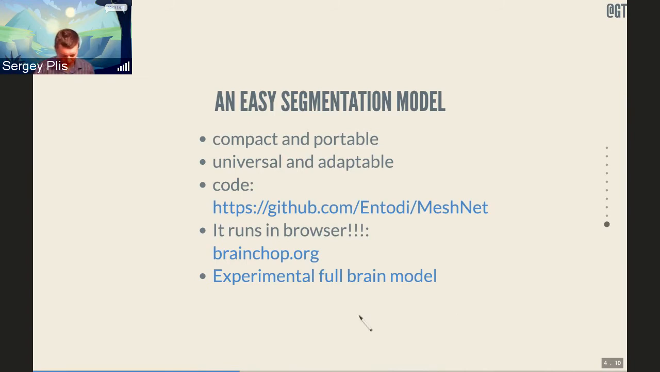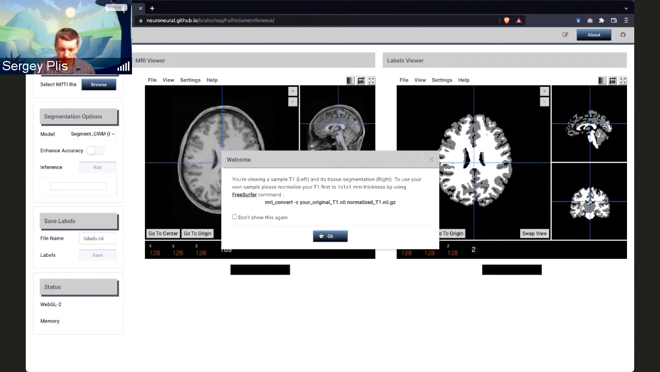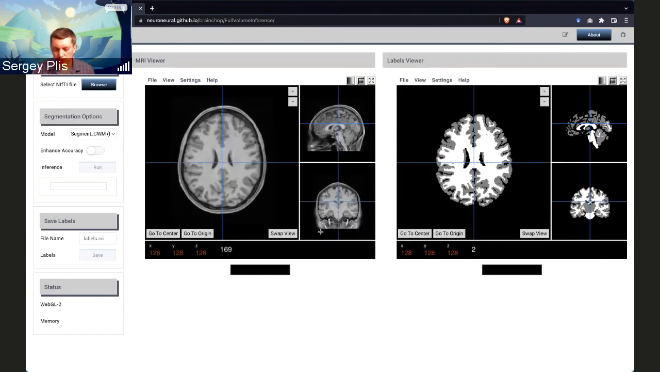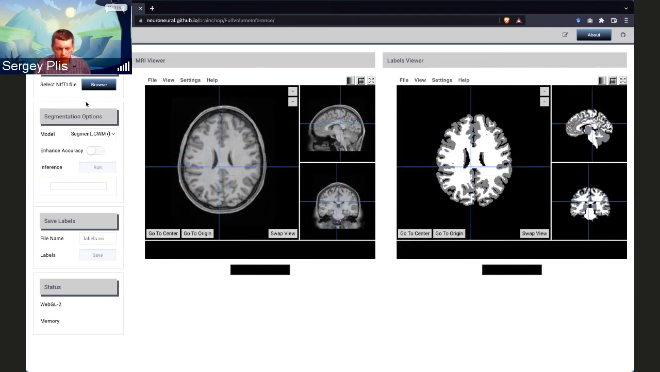And when it runs, let me show you an example of how it looks. So we have brainchop.org that is running. This one is just a demo that is running. I want to show you.